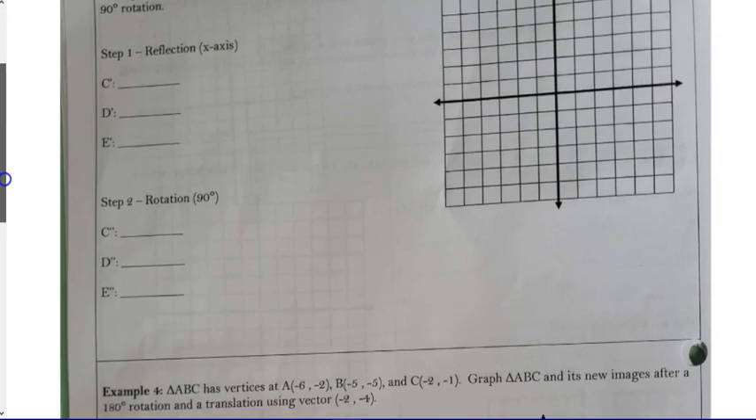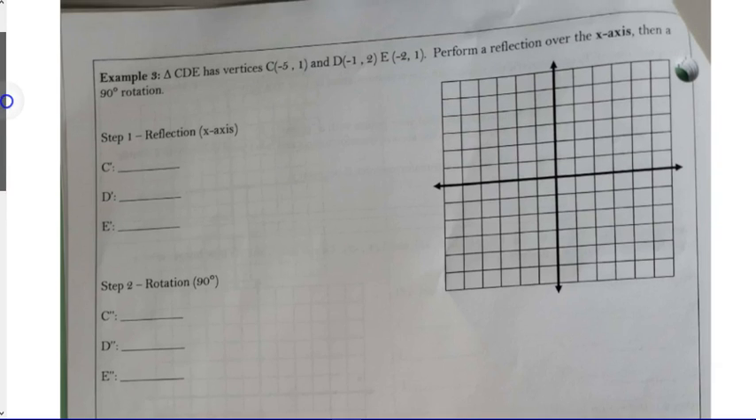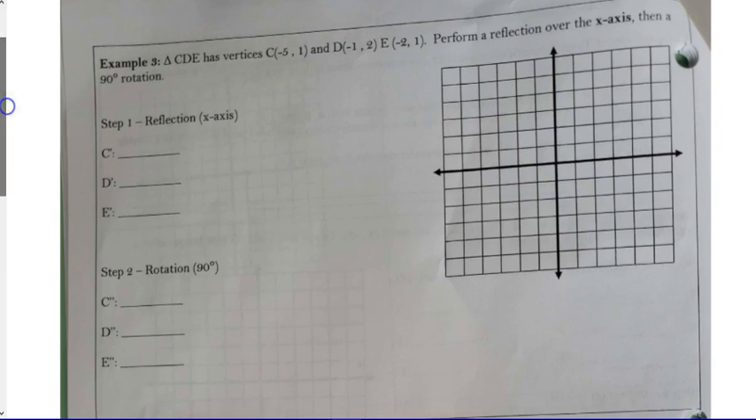All right, example 3, 2 more. I don't know why this page is turned a little bit, but that's okay. So CDE, negative 5, 1. 1, 2, 3, 4, 5, and positive 1. There's my C. Negative 1, 2. Negative 1 up 2. There's my D. And negative 2, positive 1. That's my E. So C, D, E. We have a very small triangle there.